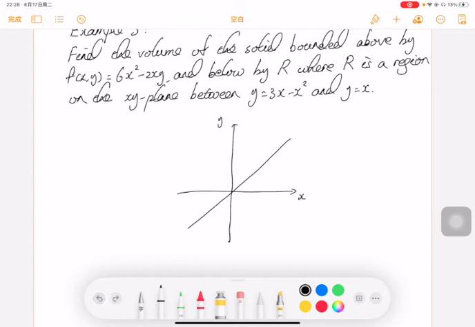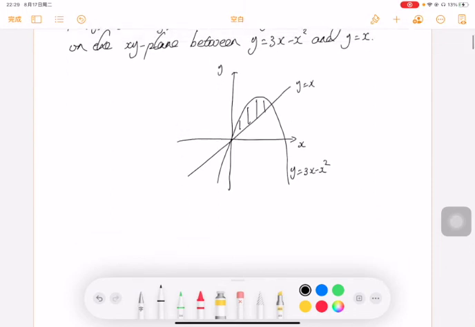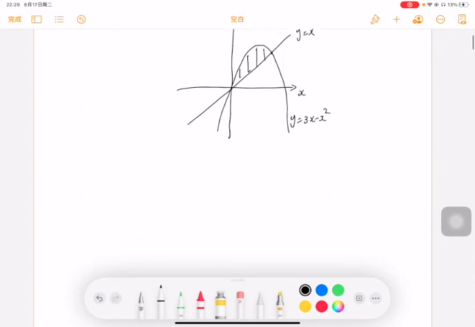Let me do it again. Okay, and this is the region R. So this is y equals x, and this is y equals 3x minus x squared. And in between is the region R. So here, to fully describe the region R, of course, we need the coordinate of this point, because we need to know what's the x coordinate of the rightmost point of this region. To find that, we compute the intersection points of these two curves.